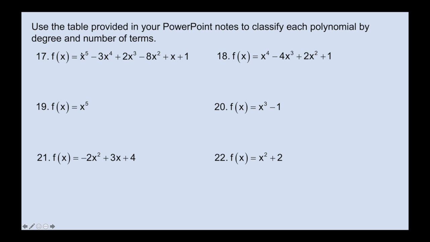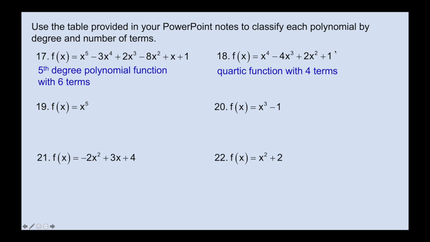So here, degree is 5. We don't have a specific name for that. We just call it fifth degree. And there are 1, 2, 3, 4, 5, 6 terms. So this is a fifth degree polynomial function with 6 terms. Here, this is a fourth degree, which we call quartic. And then there's 1, 2, 3, 4 terms. So quartic function with 4 terms.